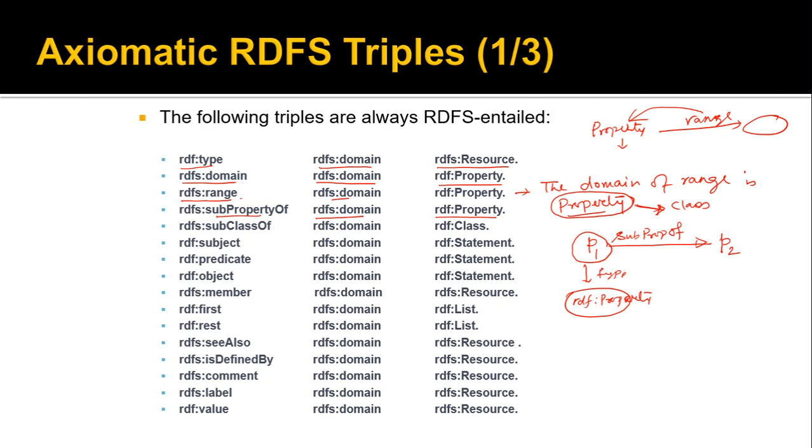So as this is so, the domain of RDF property becomes the domain of subPropertyOf becomes RDF property. So that's what we have written. The domain of subPropertyOf vocabulary or property is property. Similarly, we can say that the domain of subClassOf is subclass.